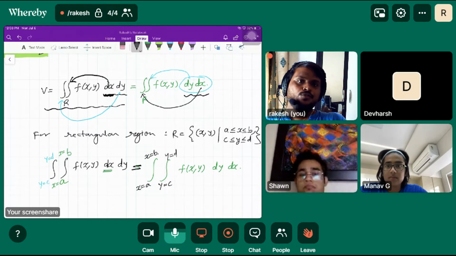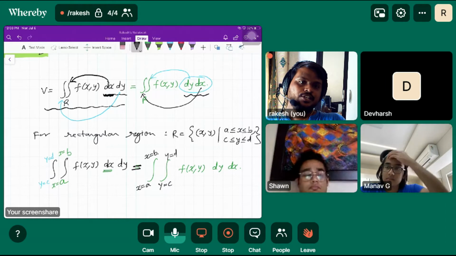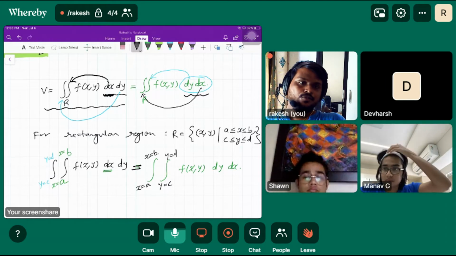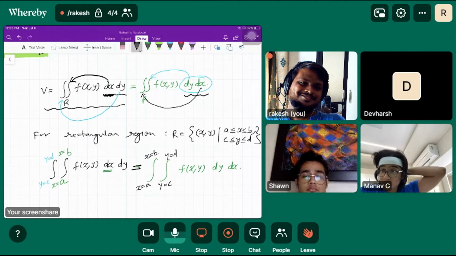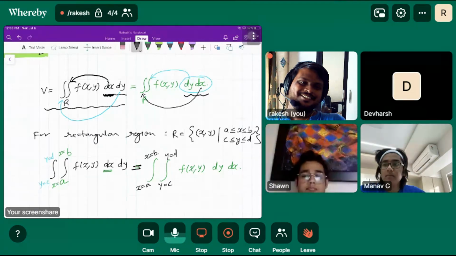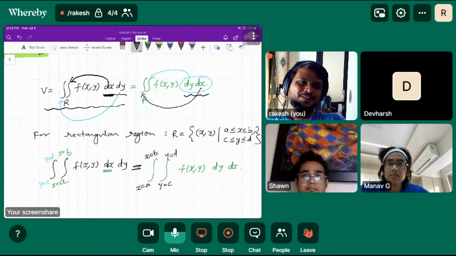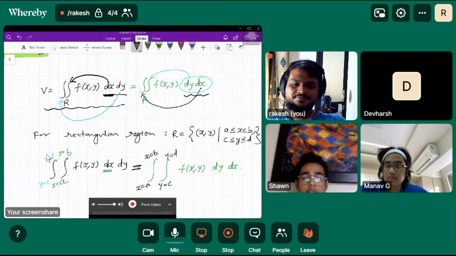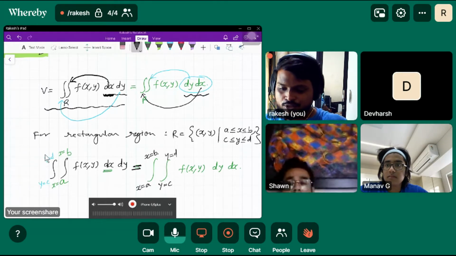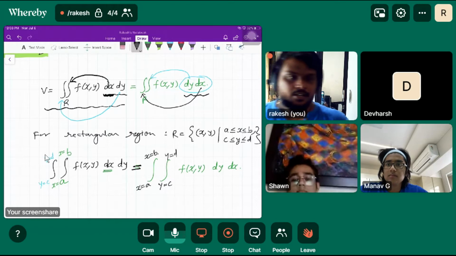And suppose one who doesn't know integration can eventually go for the approximation, right? So to find the exact volume, you must know integration, at least basic integration, right?